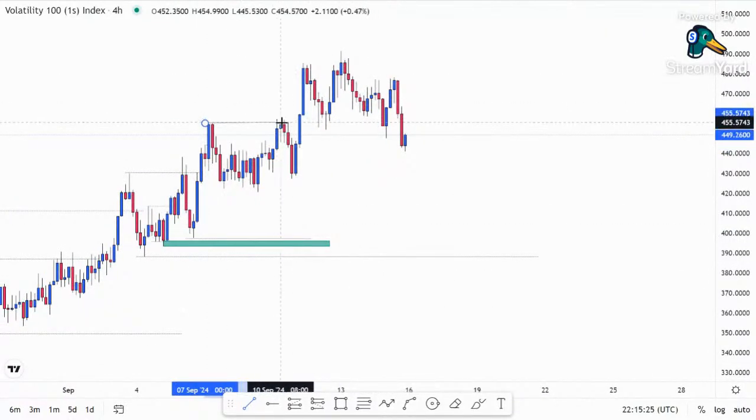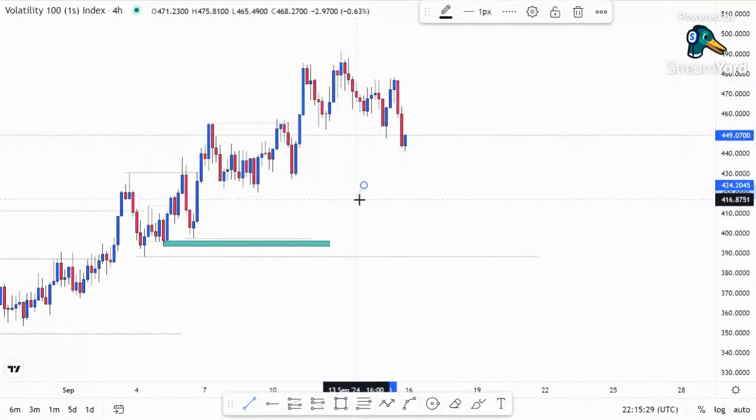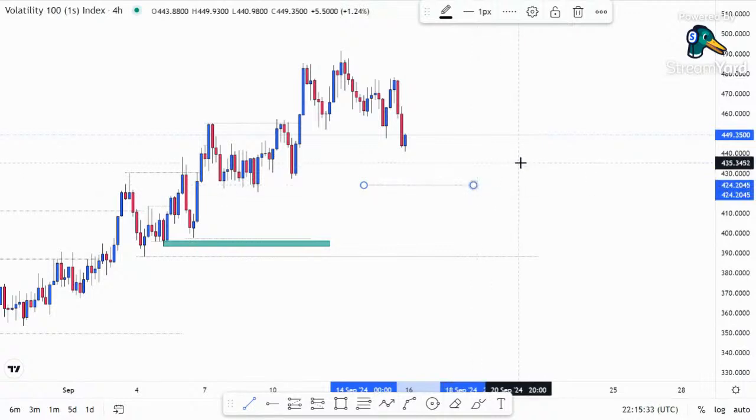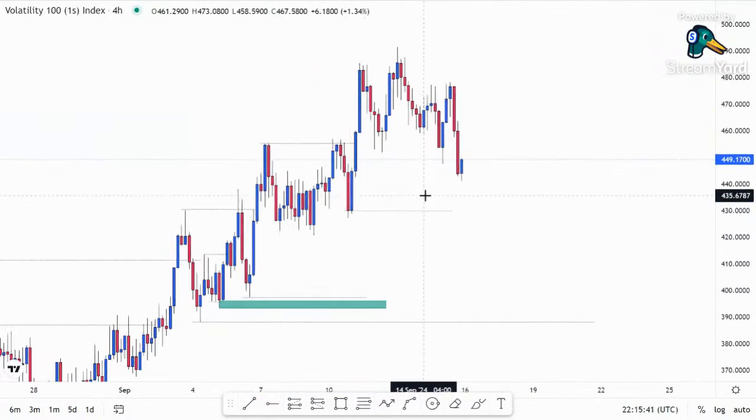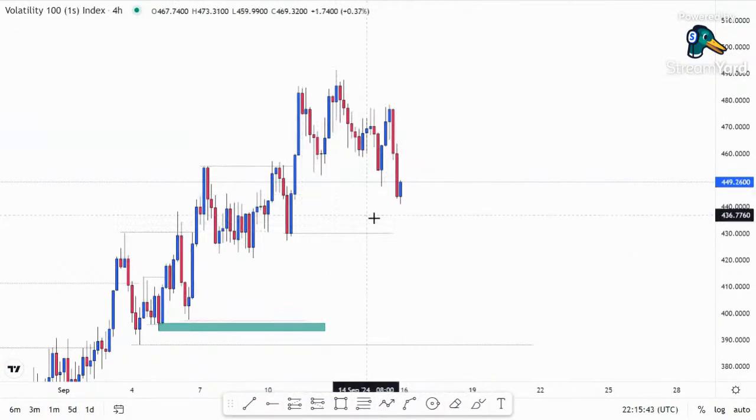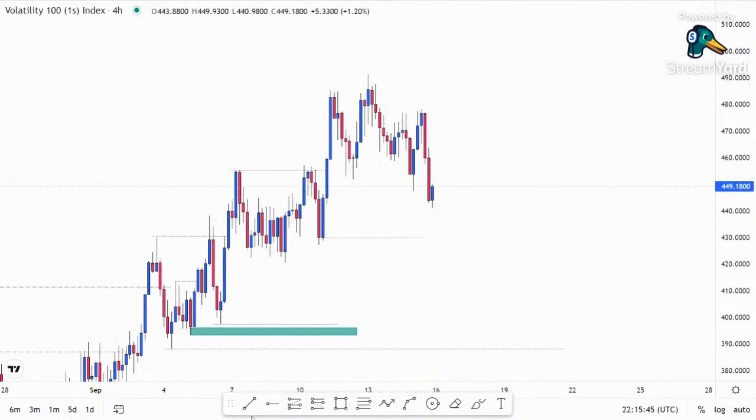V100. You said the V100 one, you're looking for a buy? No, no, no, the setup I showed was a sell itself. So price is still going, it has not gotten to my final TP though. Yeah, that is where the TP is. That's the last TP.